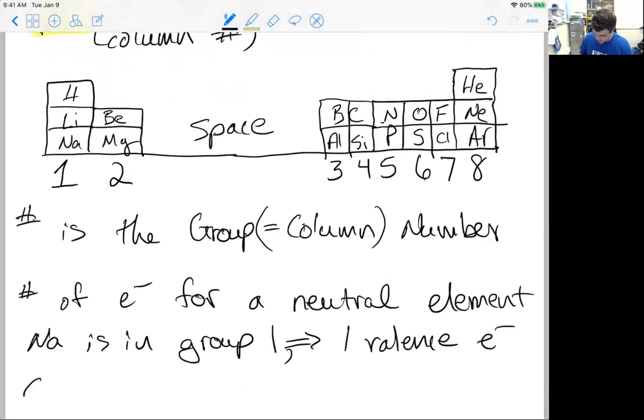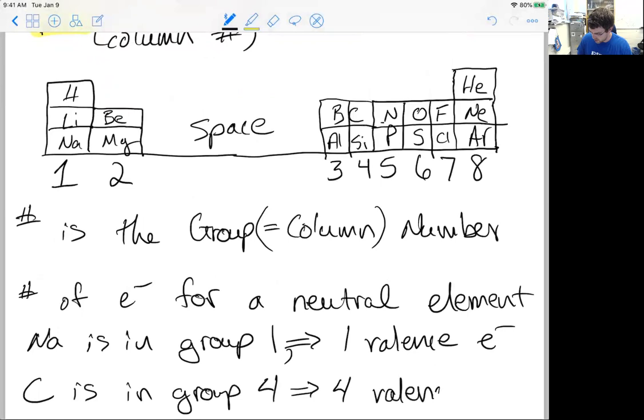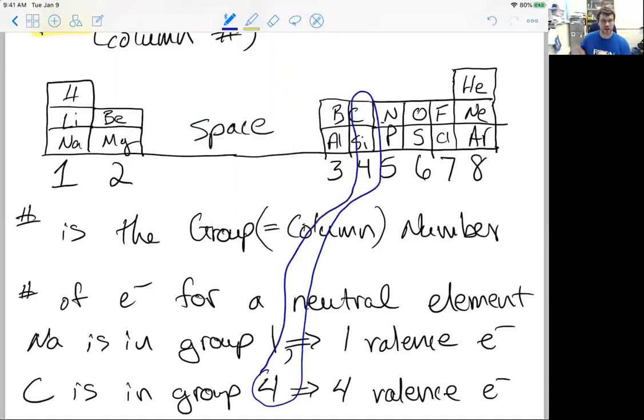Similarly for carbon, carbon is in group 4. So it has 4 valence electrons. And in case you don't see that, let me do a lasso or something here. That's the sort of connection I would want you to see.